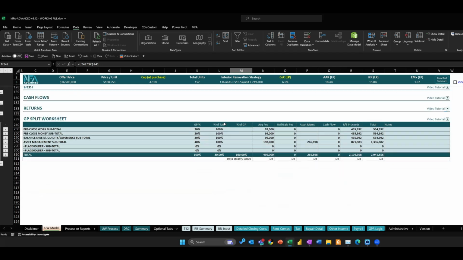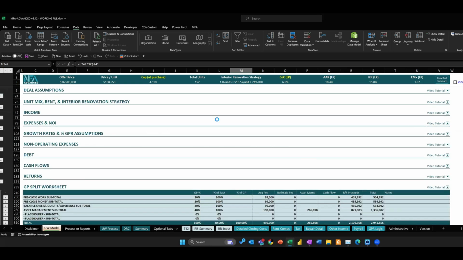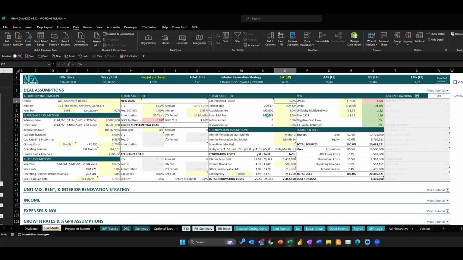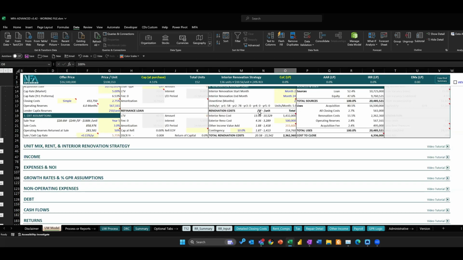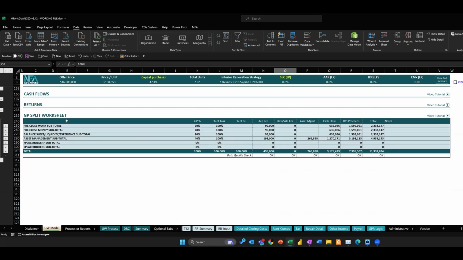One thing that we've talked about in the past is if you are doing a JV deal, the best way to model that in this template is to set the cash on cash preferred return to 0 and then 100% GP split. And what that does is it bypasses the LP return section and puts all the cash flow into the GP bucket. And then you can use this GP split worksheet to break out your JV percentages. And we've covered that before.